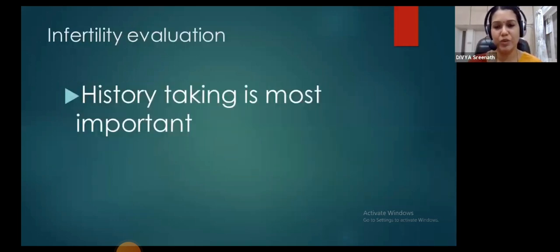So, moving on to infertility evaluation. In infertility evaluation, as I said, the case taking is important. We have to take the case of both patients along with the marital history, sexual history, and the previous illness, especially if males are there, the history of mumps, like that. Everything we have to do a thorough history.